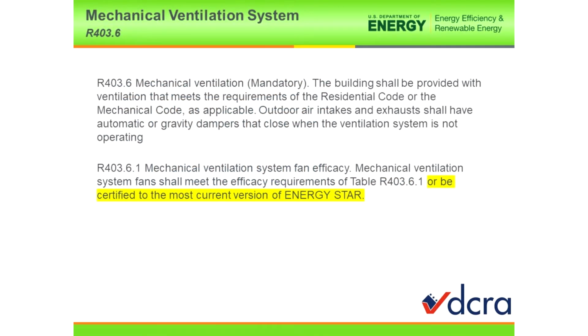Mechanical ventilation mandatory. Well, that goes back to what we were talking about earlier about mechanical ventilation for these air changes that are 5 air changes or below. Okay, so that's all we're talking about here. Now the next citation, mechanical ventilation system fan efficacy.